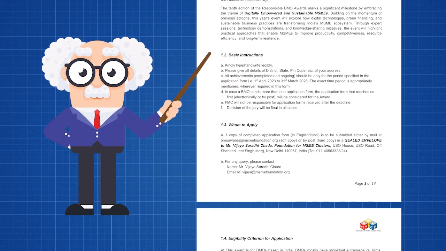Number 4, if your BMO submits more than one application form, only the one that reaches FMC first, either electronically or by post, will be considered. Number 5, FMC is not responsible for applications received after the deadline, so please make sure you submit on time. And number 6, the decision of the jury is final in all cases.